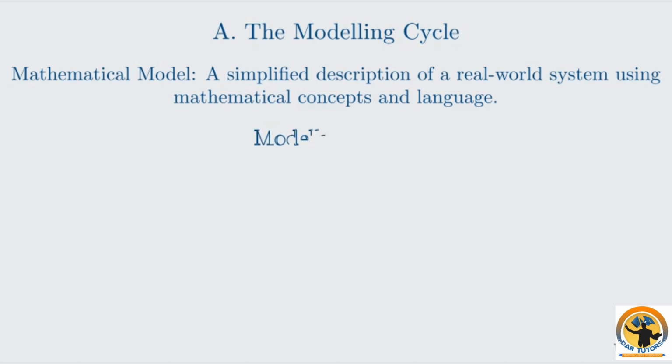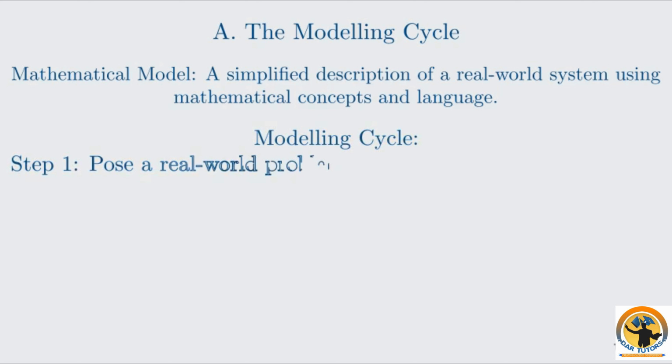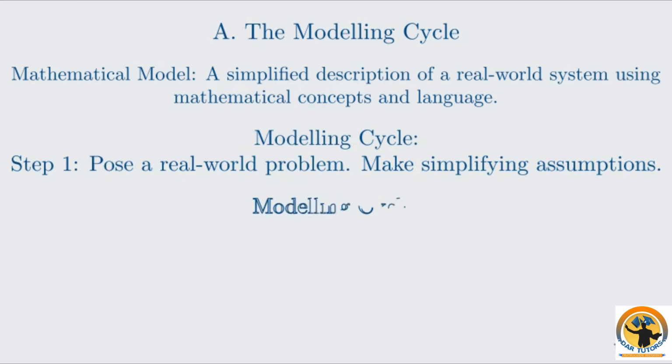Step 1. Posing the problem. This involves clearly identifying the problem, defining your objectives, and most importantly, making simplifying assumptions. These assumptions are crucial because they reduce the complexity of the problem to a solvable one. Step 2. Developing the model.